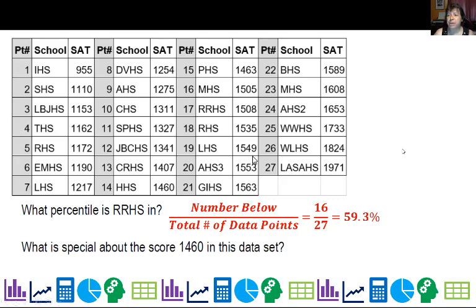So what's so special about the score 1460 in this data set? Well, hopefully you'll remember from one of our earlier lessons, that's 0.14 out of 27. That's right in the middle. It is the median.